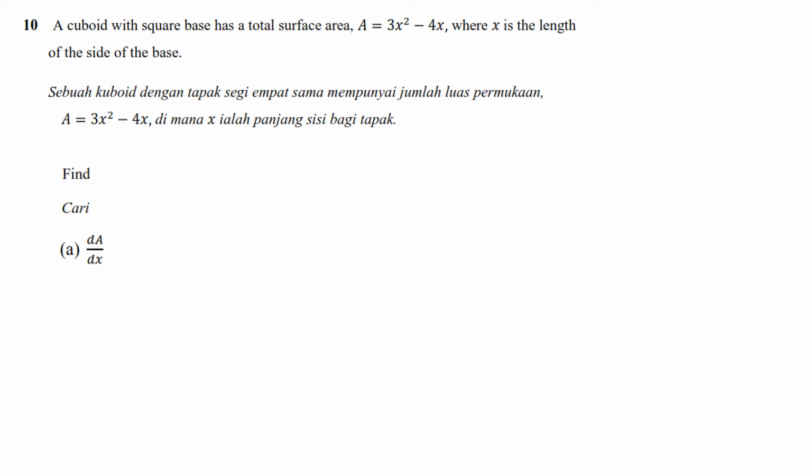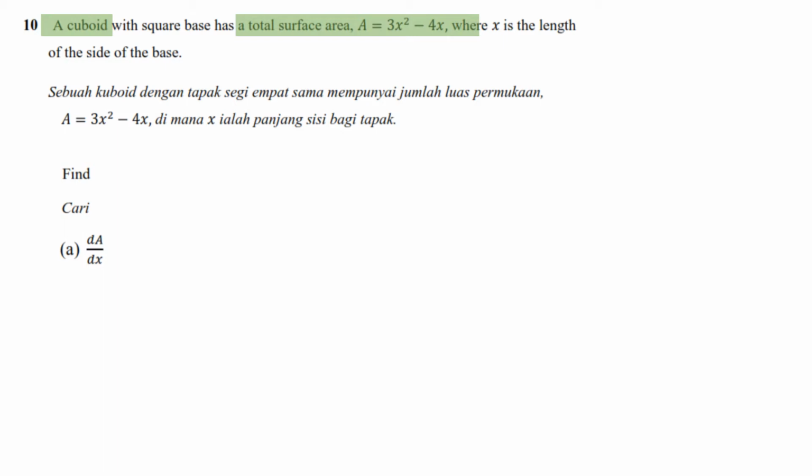A cuboid with a square base has a total surface area A given as 3x squared minus 4x, where x is the length of the side of the base. Question: find dA/dx. So the given information is a cuboid and the total surface area. In order to look for dA/dx means differentiating A with respect to x, where the power of x should be reduced. So let's start our work with A.